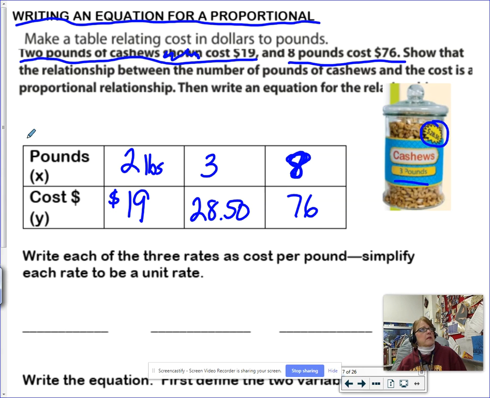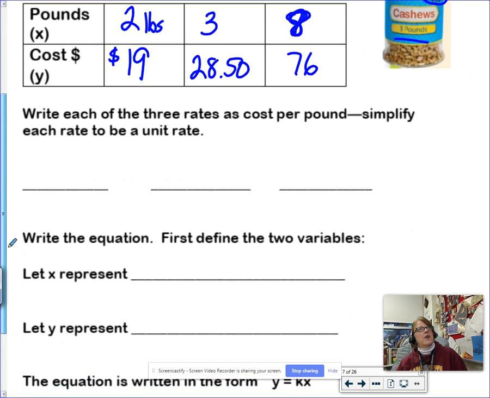But that's pretty spendy. All right, write each of these 3 rates as cost per pound. So remember, we're going to put the cost, the dollars on top. That's your dependent variable, Y, over X. $19 for 2 pounds. Simplify to be a unit rate. So divide that out and grab your handy dandy calculator. I'm going to write these as money, by the way. All right, $9.50 over 1.